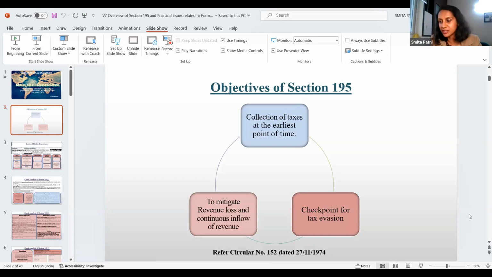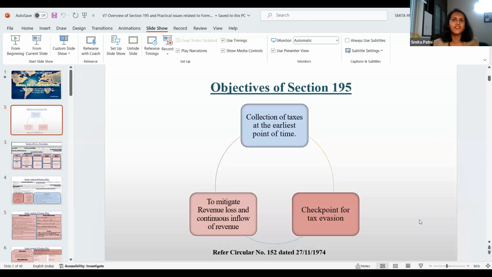for non-residents. As we know, the world is getting smaller and there has been a lot of international transactions, and India has been a major market player. So we have to be very careful while making any payment to non-residents. There has been a lot of litigation and a plethora of cases on this section. So let us start with the objective.